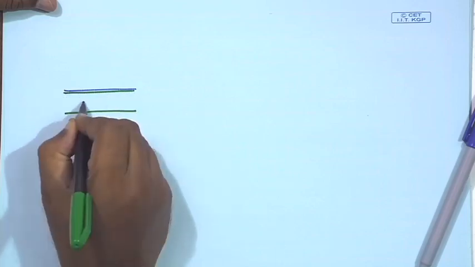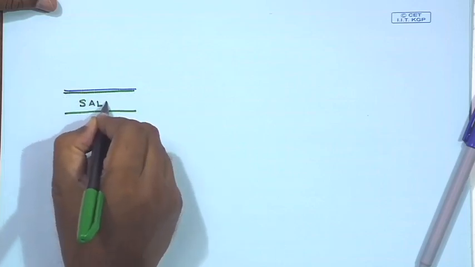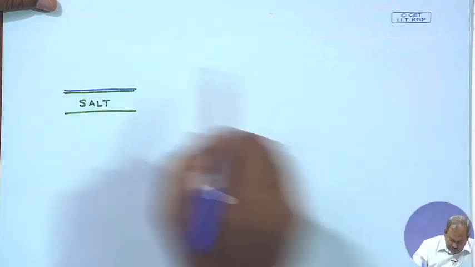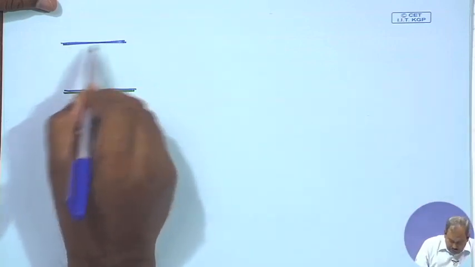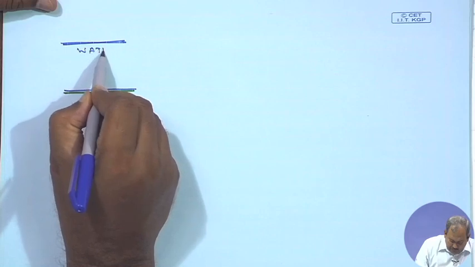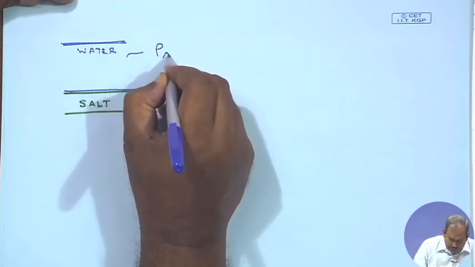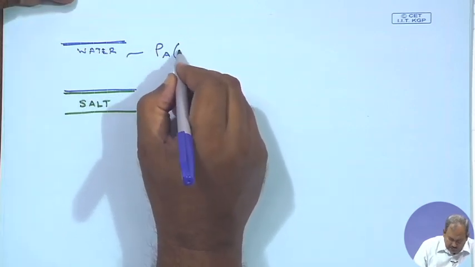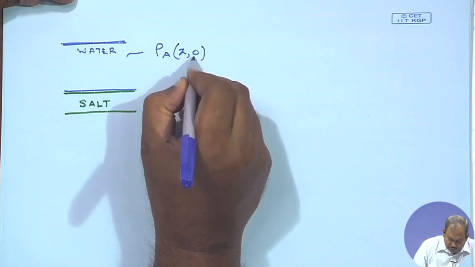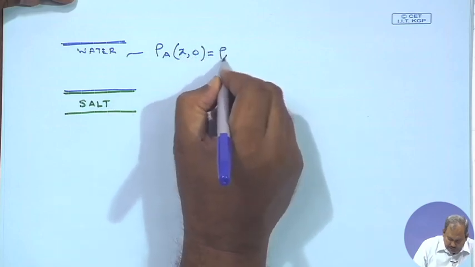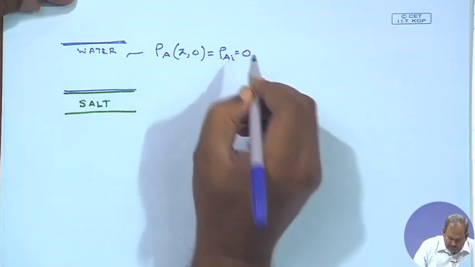this is my salt slab, and we have water present on top of it. The concentration of salt in water at 0 time, we call it rho A I, is equal to 0.